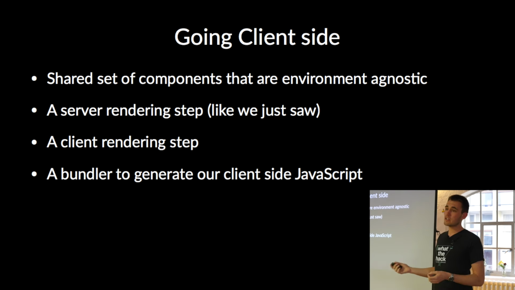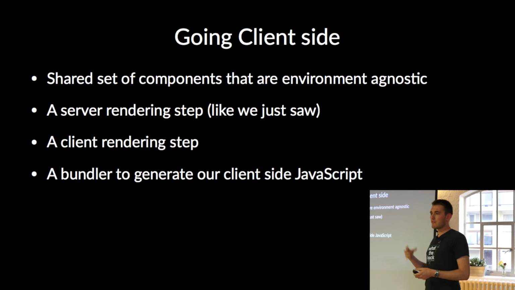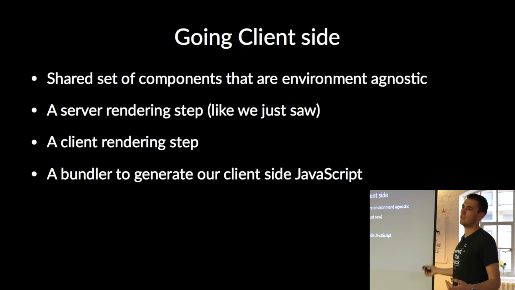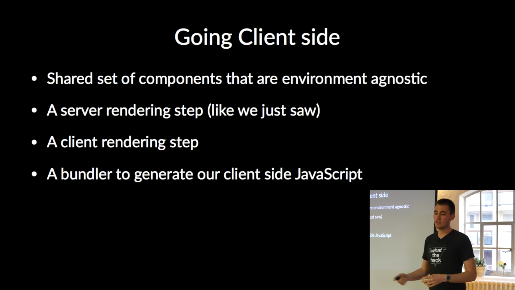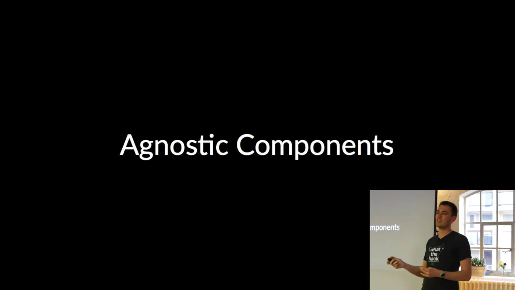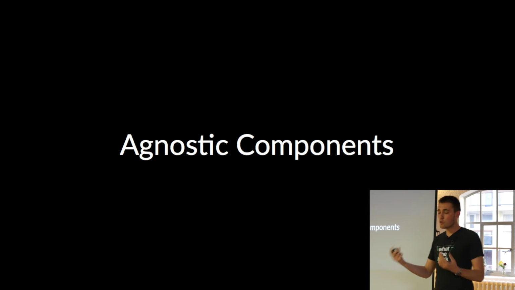We'll have a server rendering step, just that little JavaScript file we saw, that will run on our server. We'll have a similar file that runs on the client, which we'll look at in a minute. And we'll need some form of bundler, like Webpack or Browserify, that can take all our JavaScript and create a browser version of it as well. But the real key detail here is the agnostic components. Your React components shouldn't know whether they're on the server or the client. You, of course, can check.